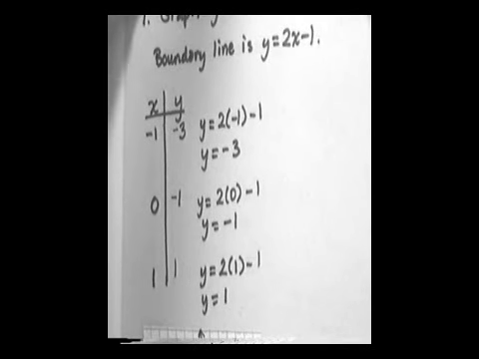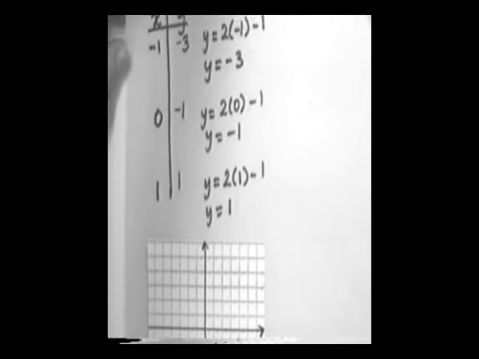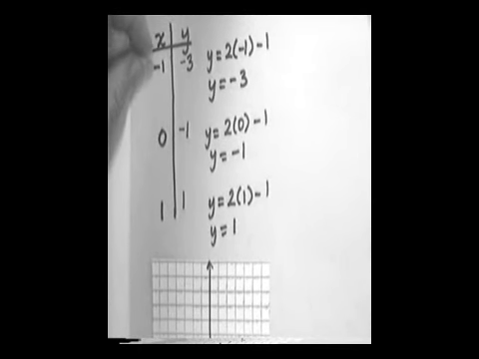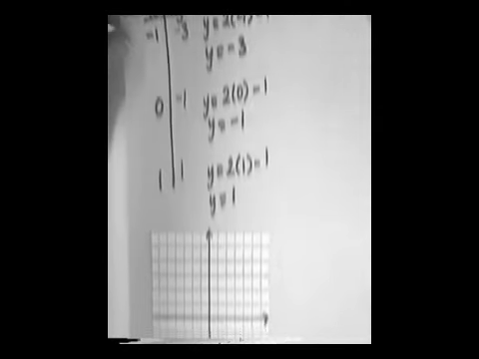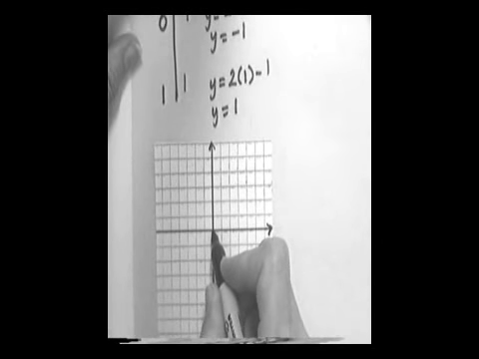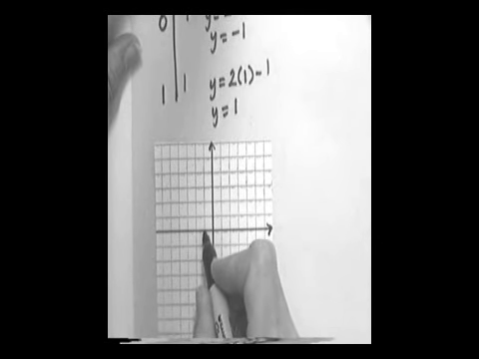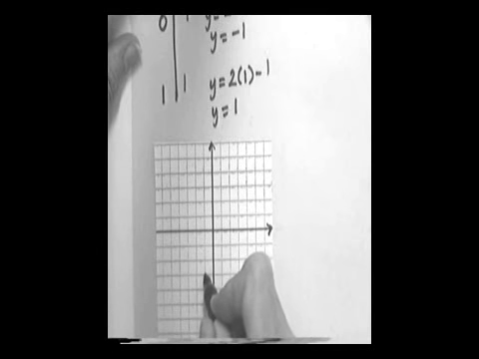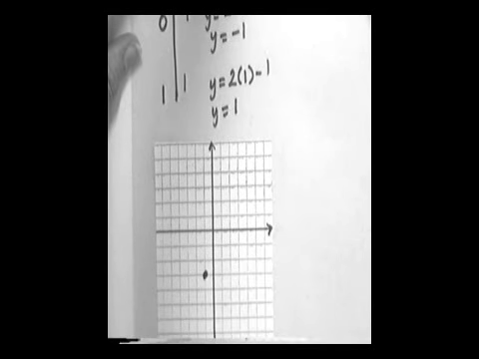Let's go to the graph and put these 3 points on the graph. The first is -1, -3. So here's my graph, and I choose -1, -3. So that means I count to the left 1 and down 3. -1, -3.